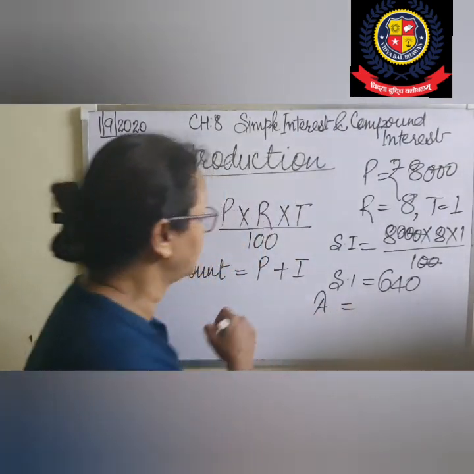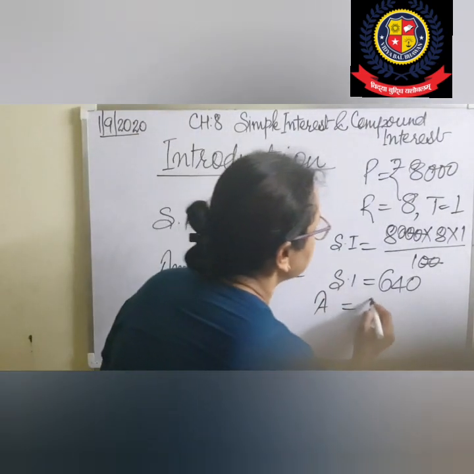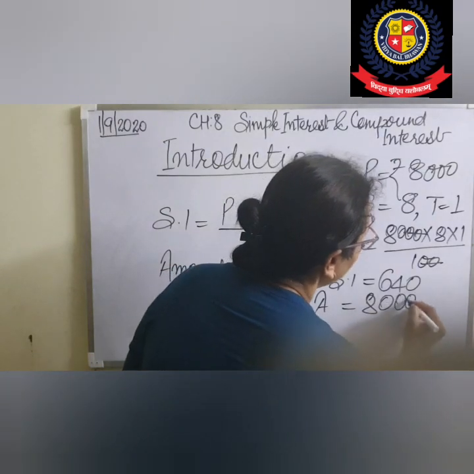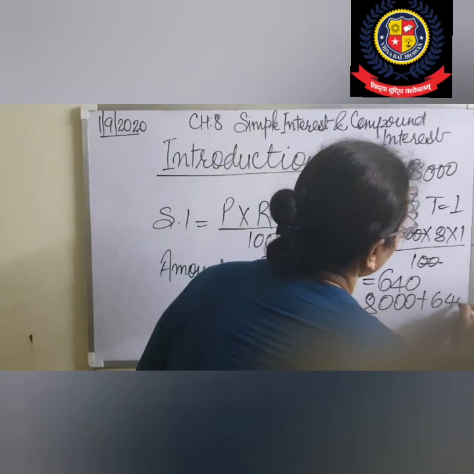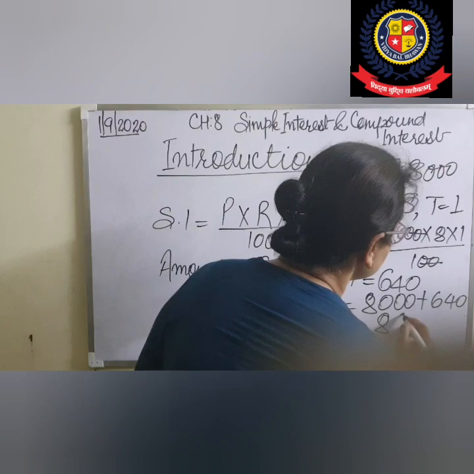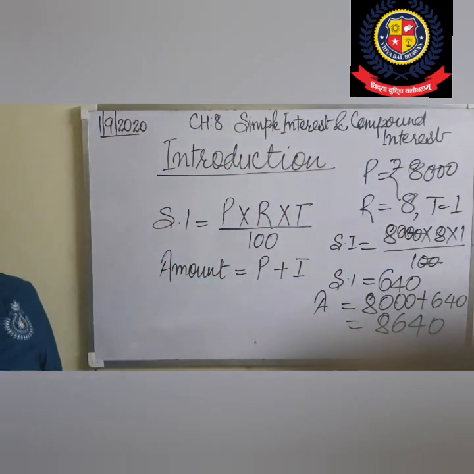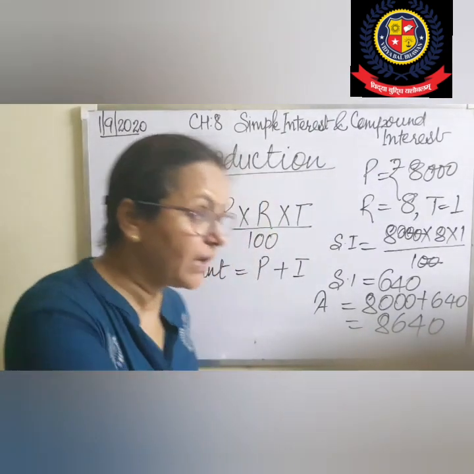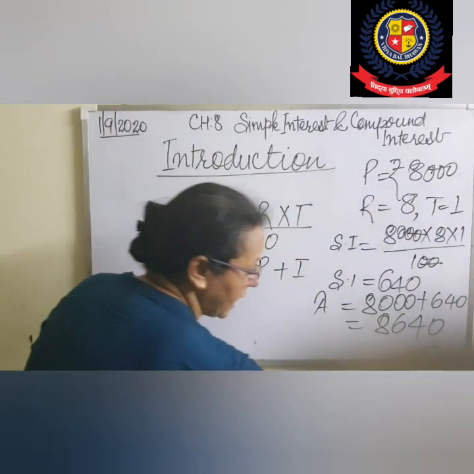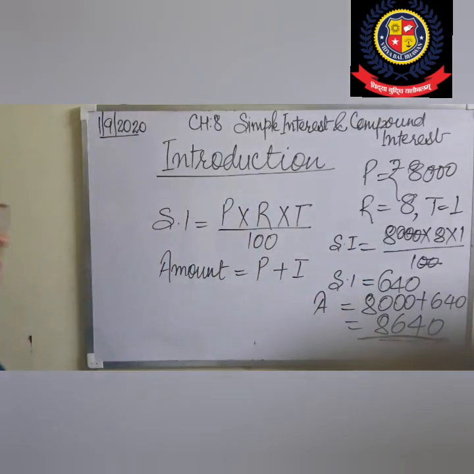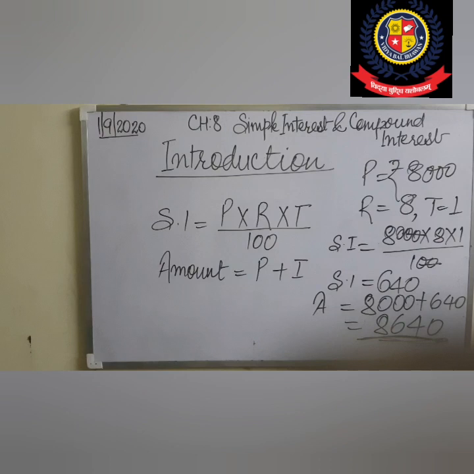Then we will find out the amount. A is equal to P plus I. P is 8,000 plus 640. So what will it be? 8,640 rupees. This will be the amount. This is for the next year. It will be the principal. Clear to you, students?